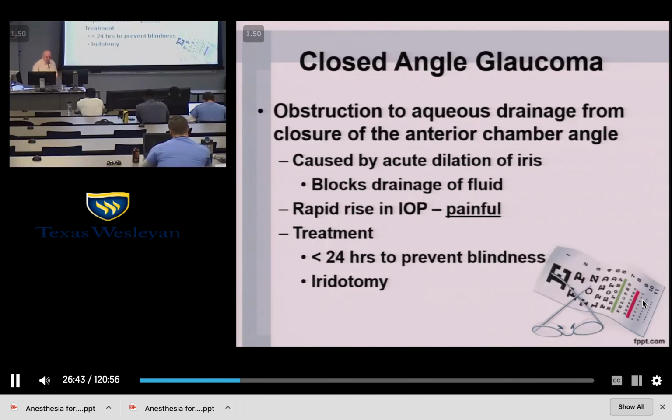Closed angle glaucoma, on the other hand, occurs from closure of the anterior chamber angle. It is from acute dilation of the iris, blocking drainage of fluid away from the eye. This causes a rapid rise in intraocular pressure, which is painful. If your patient is untreated in 24 hours, it can lead to blindness. So they must receive treatment in 24 hours. The treatment is to do an iridotomy, which sounds absolutely horrific to me, but then again, I don't like my eyes messed with. Okay? An iridotomy creates a small hole in the iris that allows fluid to flow freely into the front chamber of the eye, where it can then drain.